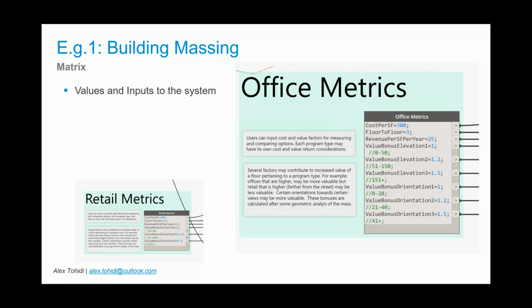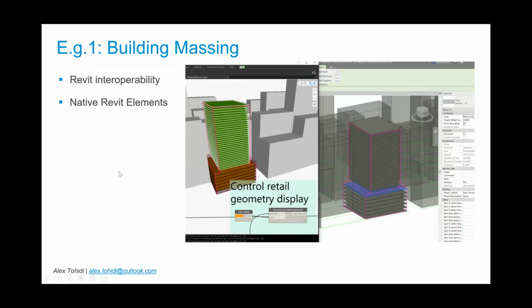matrix, that kind of value as input to the system. For instance, here for the office matrix, we have cost per square feet and floor to floor height, and you can change this because of the parametric nature of Dynamo, and your Revit model will update. So revenue per square feet per year, for instance, is for office spaces, and all these other parameters. We essentially use this matrix, and the same goes for retail, to evaluate the generated solutions within generative design.